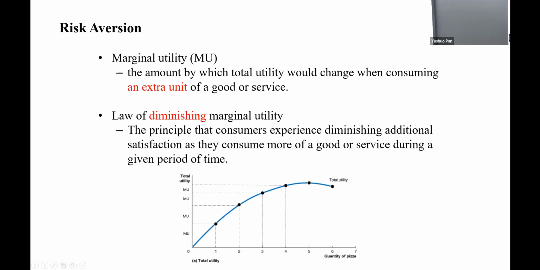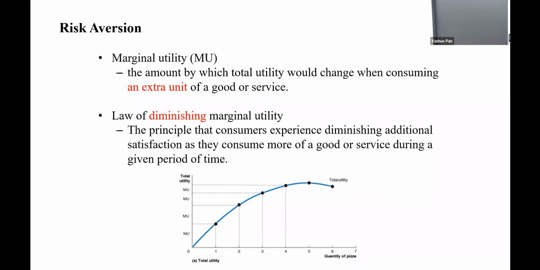So usually the utility figure looks like this. It's a concave curve. The definition of marginal utility, MU, is the amount by which total utility would change with consuming an additional unit of a good or service.